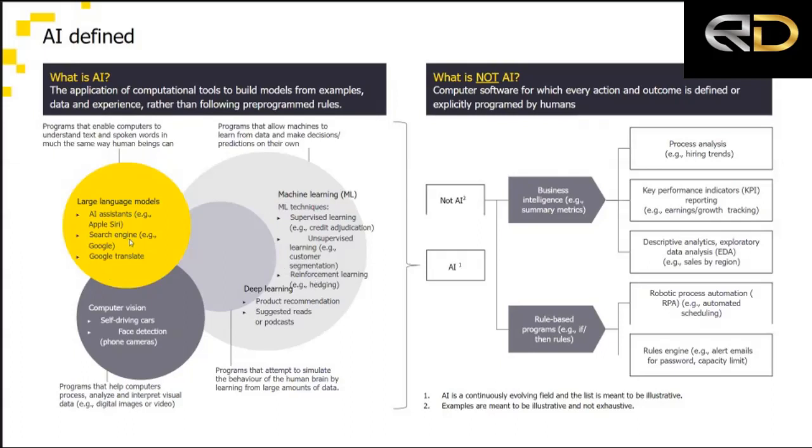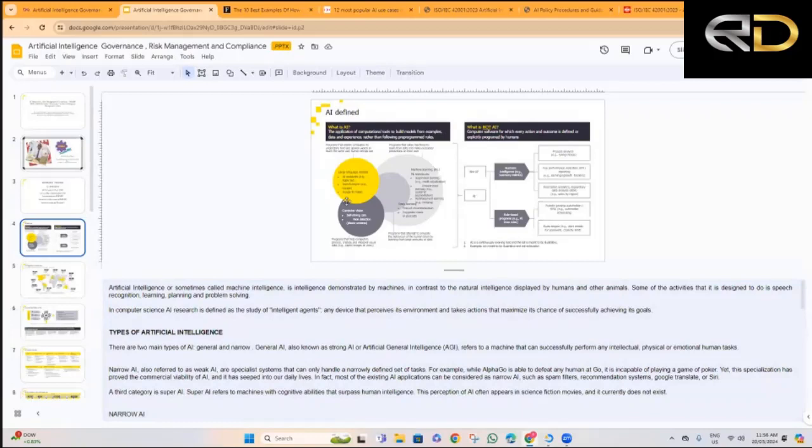So AI, we are going to look at in 4 different sections. We have got language models, which are basically programs that enable computers to understand text and spoken word in the same way that humans can. We have got programs like computer vision that help computers to analyze and interpret visual data. We have got programs that allow machines to learn from data and make decisions and predictions of their own. And we have got programs that attempt to simulate the behavior of the human brain by learning from large amounts of data. So let me give you some examples of these models.